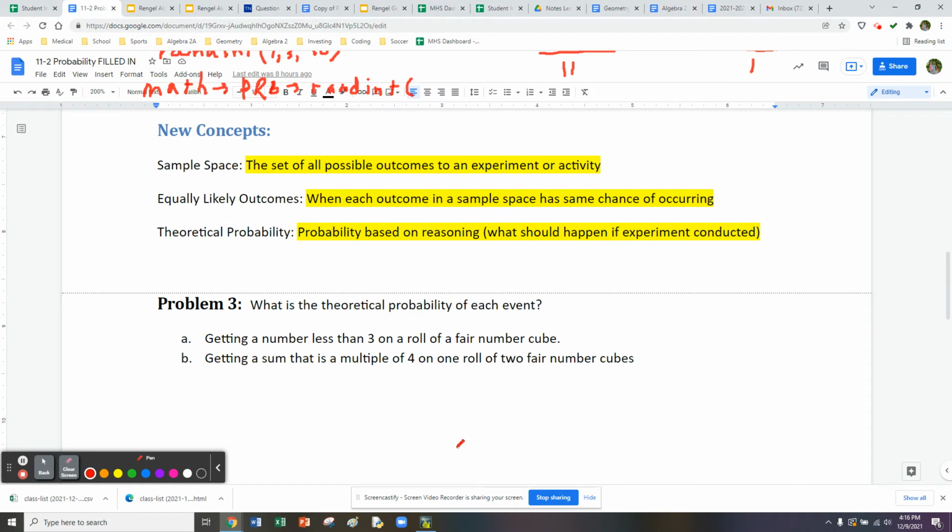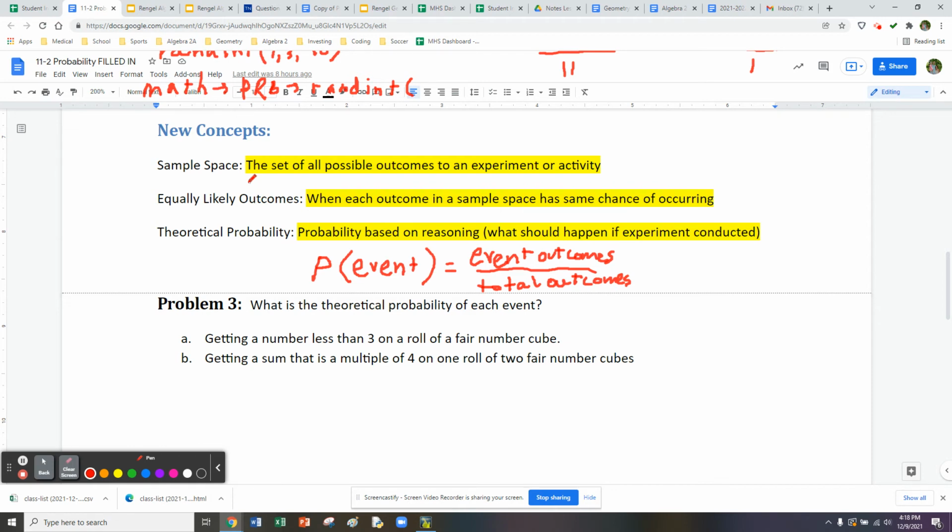Lastly, we're going to look at theoretical probability. So theoretical probability is based on reasoning. It's what should happen if the experiment is conducted. So to calculate a probability theoretically, you're going to reason how many event outcomes are in your favor compared to the total number of possible outcomes. And when we're dealing with theoretical probability, we're always going to want to find what the sample space is. So the sample space is the total number of outcomes that are possible for an experiment or activity. So it's the set of all possible outcomes.